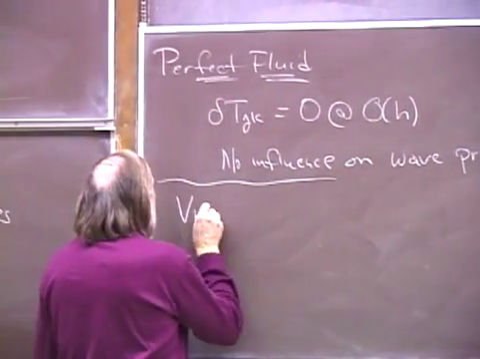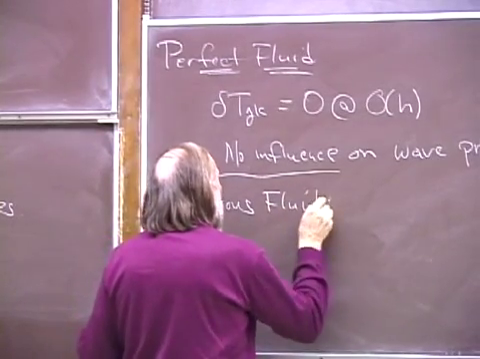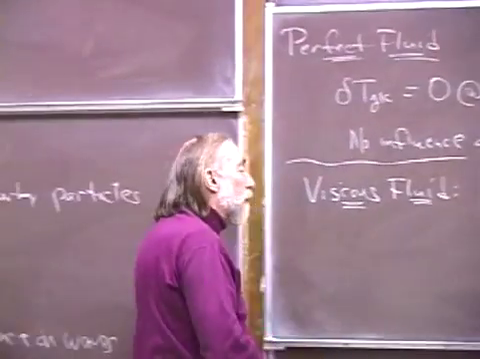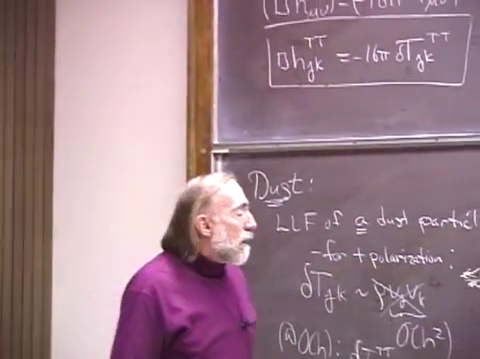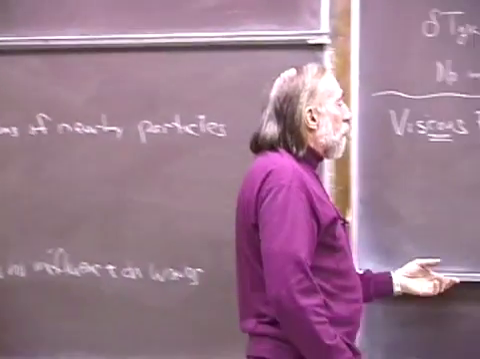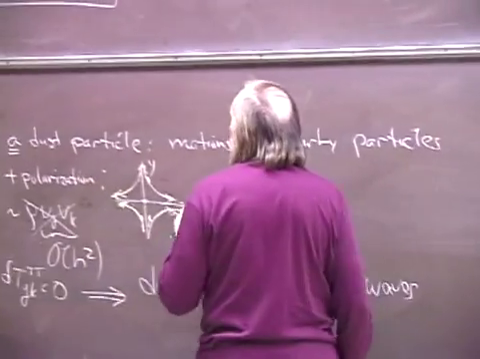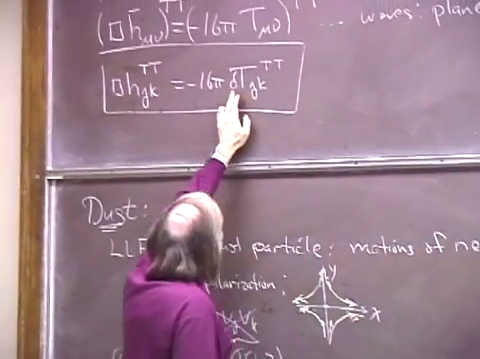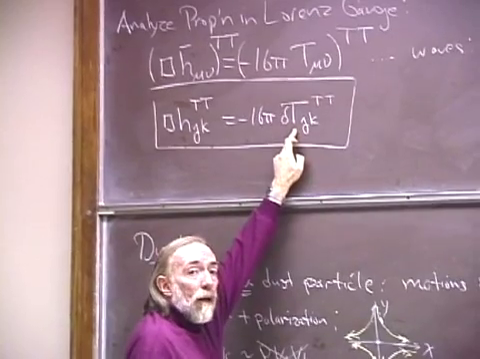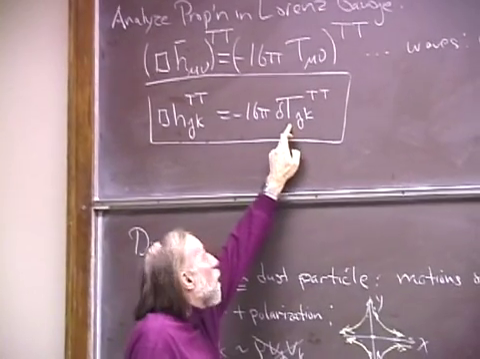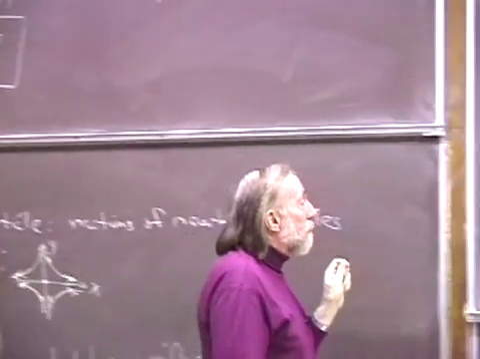Now a viscous fluid is different, because in the case of a viscous fluid, there is a resistance to shearing motion. And so in the case of a viscous fluid, we need to look at that resistance, and that resistance is going to give us a contribution to the perturbation of the stress tensor that will be first order in the gravitational wave field. And so we will get a non-trivial propagation through a viscous fluid.